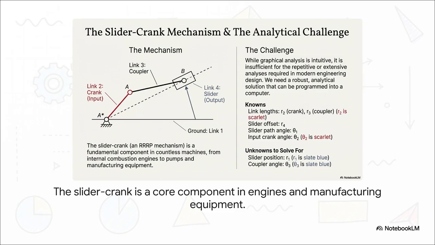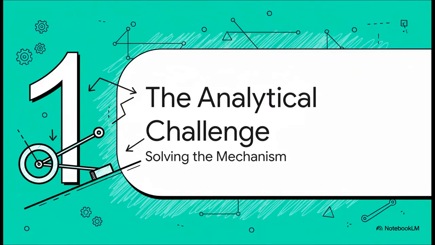Now sure, we could try to just sketch its motion, but for modern engineering, that's just not precise enough. So here's our puzzle. If we know the length of each link and the angle of the input crank, can we figure out the exact position of that slider and the angle of the connecting rod or coupler? Let's find out.